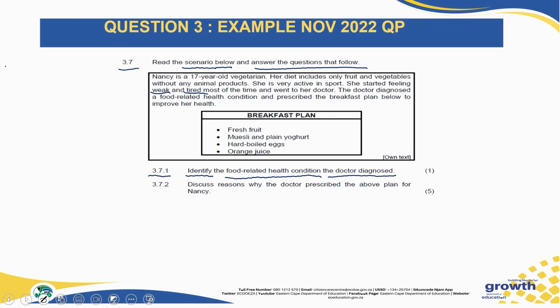The second question is to discuss the reasons why the doctor prescribed the above plan for Nancy. So when you evaluate the menu, or when you evaluate the meal, grade 12s, you need to go food item by food item and deduce the main nutrient in each food item. For example, here we have the fresh fruit. The fresh fruit contains vitamin C or folic acid, which assist in the absorption of iron. That is the first point.